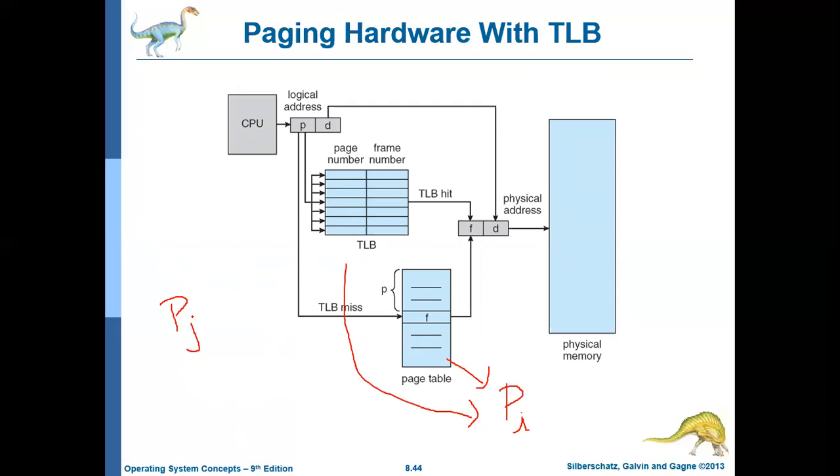Then what will happen? Everything you should change. This TLB should be totally flushed. It should be removed, and the TLB corresponding to Pj should be loaded. So that means every time a new process comes in, the new TLB should come. Are you getting it?